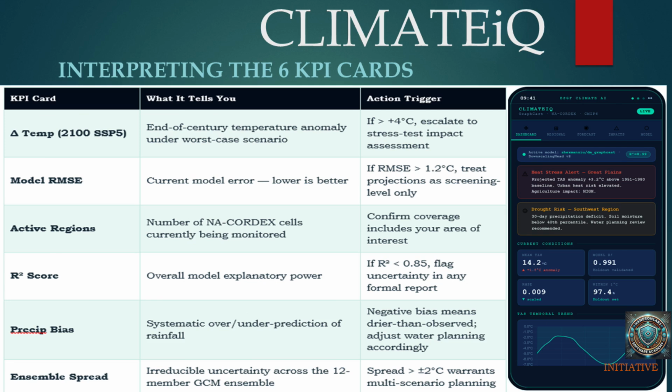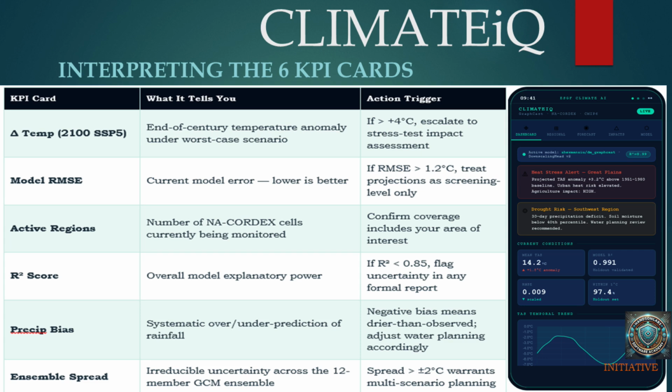Now let's interpret the 6 key performance indicator cards. You have the KPI card in the first column. This is about 2500 SSP5. This means end of century temperature anomaly under worst case scenario. For the action trigger, if the temperature is higher than 4 degrees Celsius, the recommendation is to escalate to stress test impact assessment.